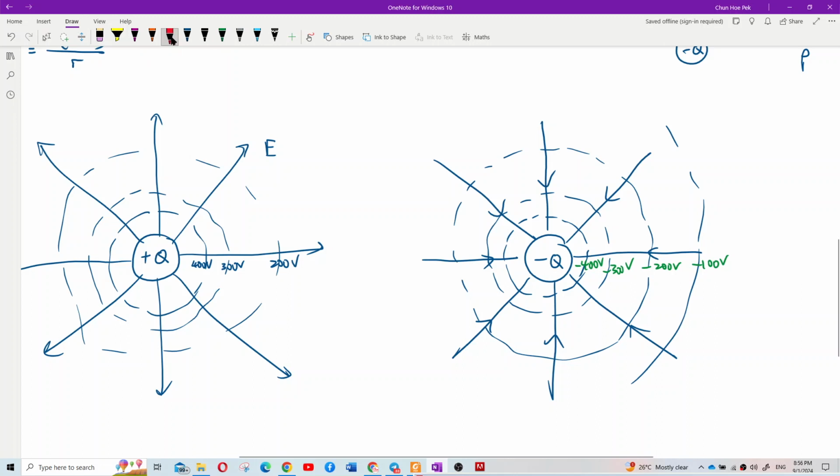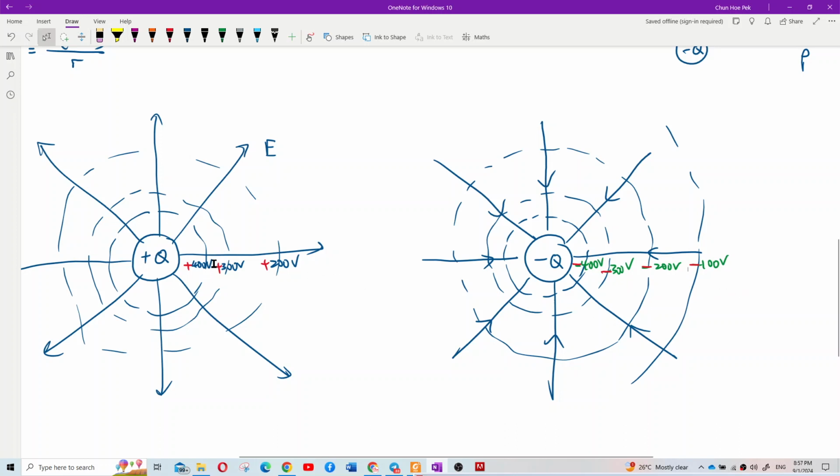Why is this one a positive value? Why is this one a negative value, class? Why? Tell me why. Why is this one positive, and why is this one called negative? What does it mean?